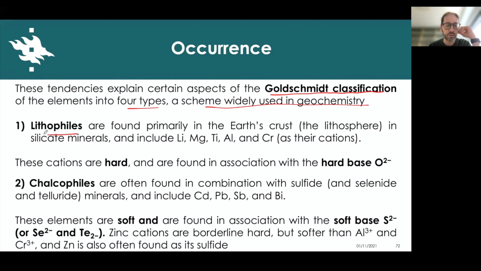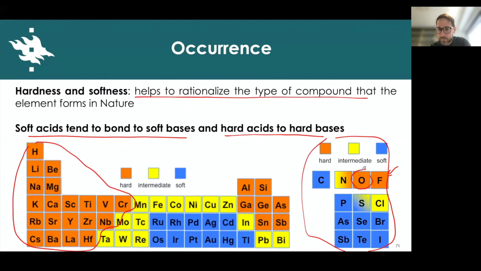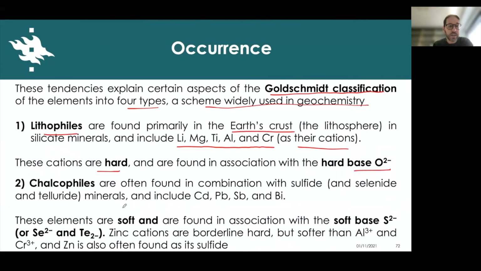For example, lithophiles are the elements found primarily in the Earth's crust, the lithosphere, in silicate minerals, and include lithium, magnesium, titanium, aluminum, and chromium as their cations. These cations are hard, and therefore they are found in association with a hard base, oxygen. The chalcophiles are often found in combination with sulfide, selenide, and telluride, and these include cadmium, lead, and bismuth. These elements are soft, and so they are associated with soft bases. Zinc is borderline, but it's softer than aluminum and chromium, and therefore can also be found as the sulfide.